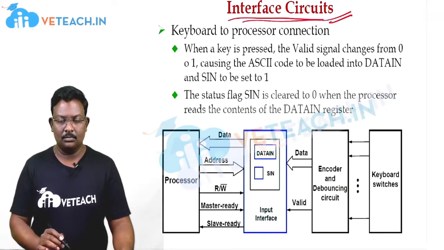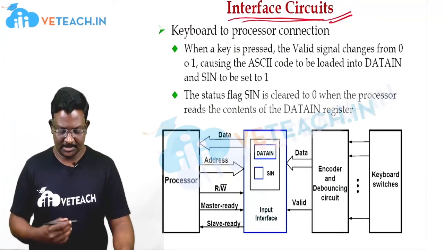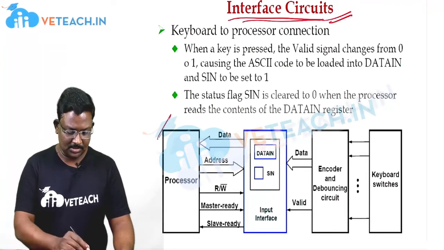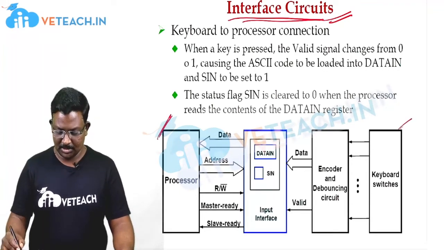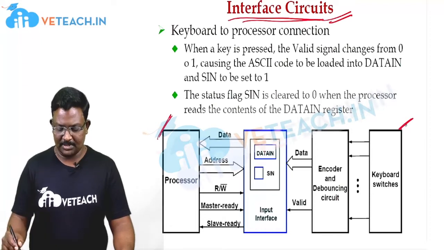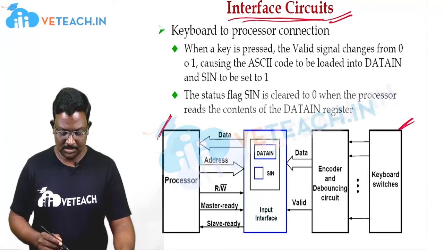We all know what is meant by an interface. An interface is a circuit which forms a bridge, or a connection, between a slow working device and a fast working device. In this diagram, we can see the processor is a fast working device and the keyboard is a slow working device. To have data transfer or synchronization between them, we place an interface circuit in between.